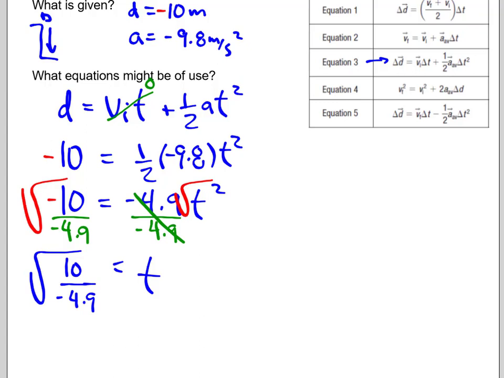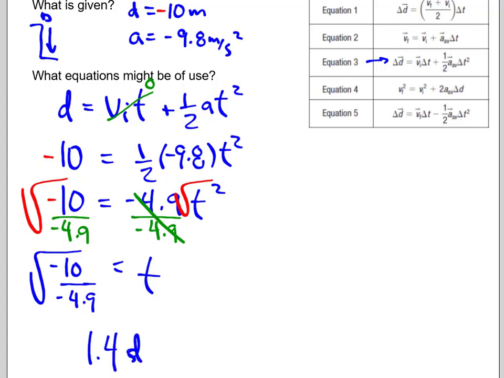So now if we make that 10 negative, now we can go through and try 10 divided by 4.9. Then two negatives cancel each other out. Then we take the square root of that answer, and we should get 1.4.